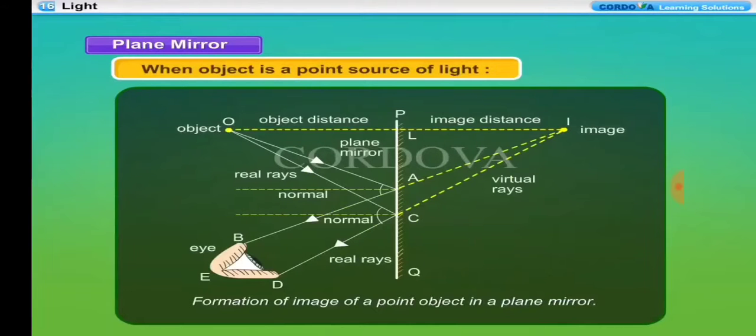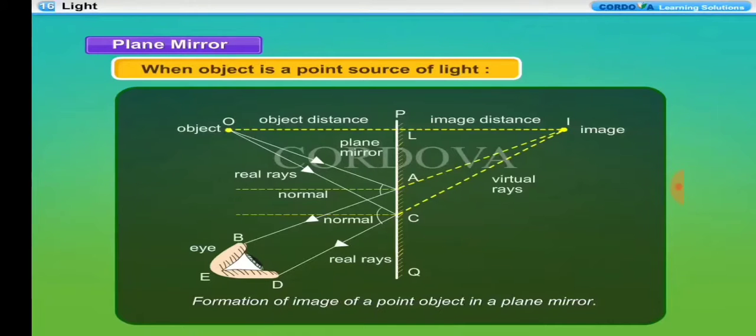When the object is a point source of light, a point source of light O is placed in front of a plane mirror PQ. The rays of light starting from point O travel in all directions. Consider two directions, OA and OC, starting from point source O, which obey the laws of reflection and get reflected along AB and CD. Draw normal to the surface of mirror PQ at the points A and C. Then draw the reflected rays at the points A and C. AB and CD are reflected rays.